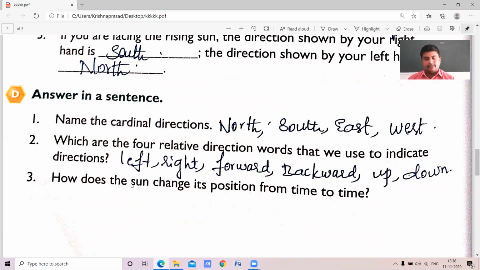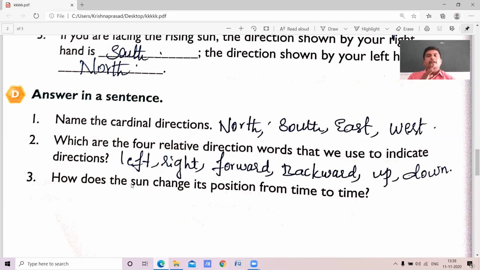Now, moving towards answer in a sentence. My dear students, answer the following questions in a sentence. This is very, very important. The first one is, name the cardinal directions. Which are the most important cardinal directions? You have to trace them out. The first one here is north, south, east, west. Our four directions are called the cardinal directions.